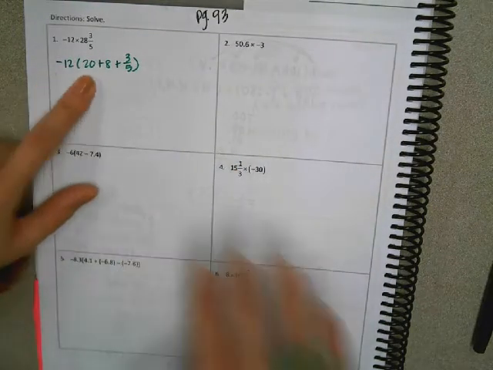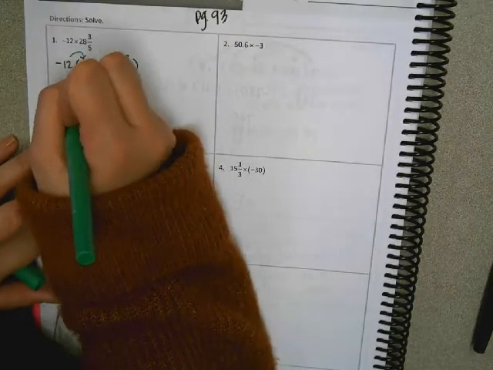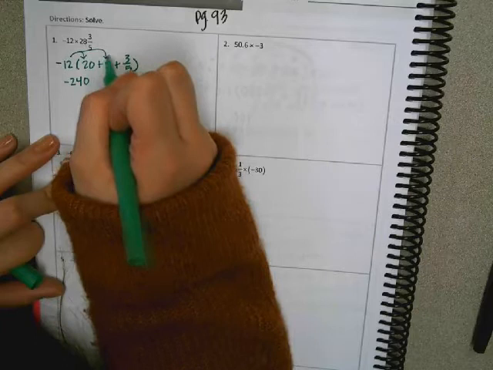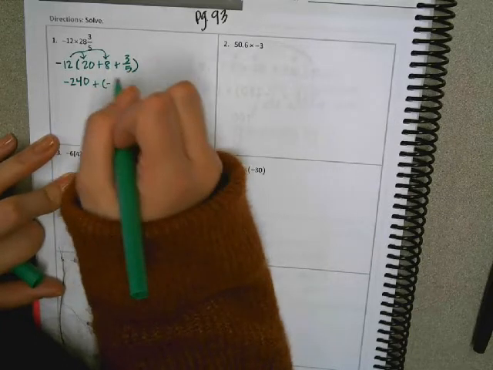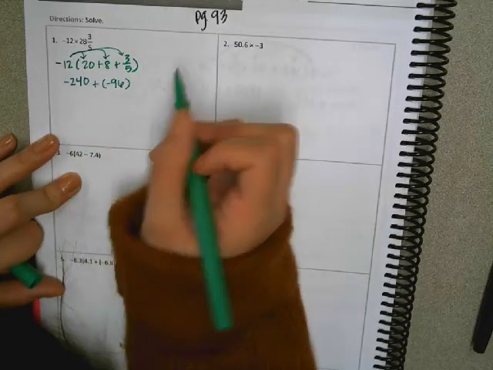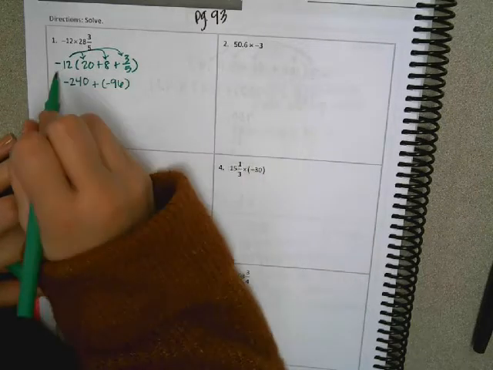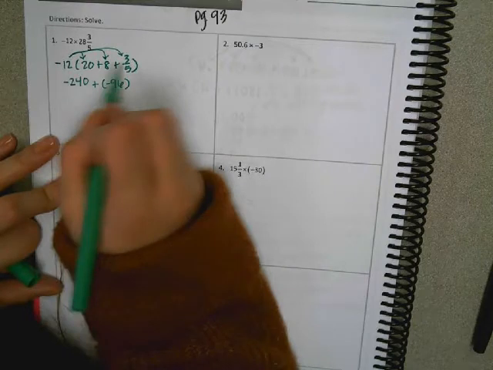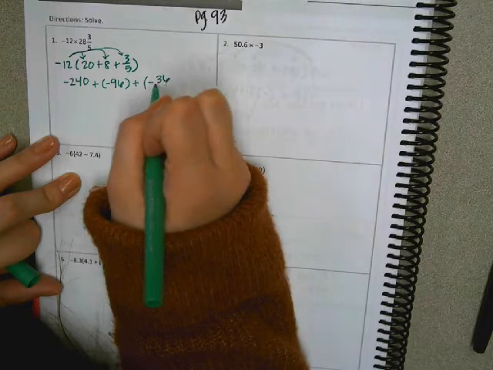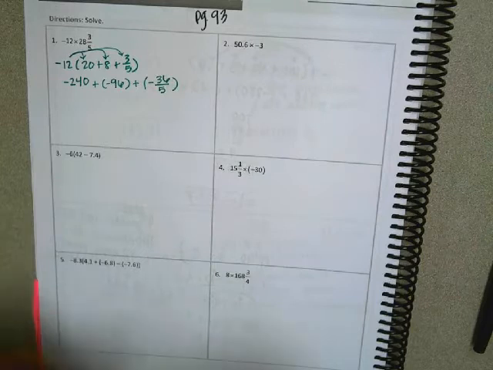So what I'm gonna do now is distribute my negative 12 to get negative 240. Then I'm going to distribute my negative 12 to my 8, so negative 96. And I'm going to distribute my 12. Remember that all you have to do is multiply this times the numerator because the 12 is over 1. So multiply times the numerator. 12 times 3, we get a negative 36 over 5. Sorry, negative 36 fifths.